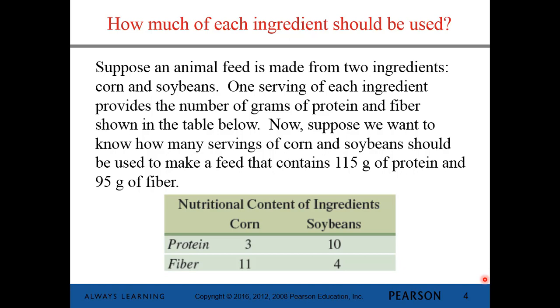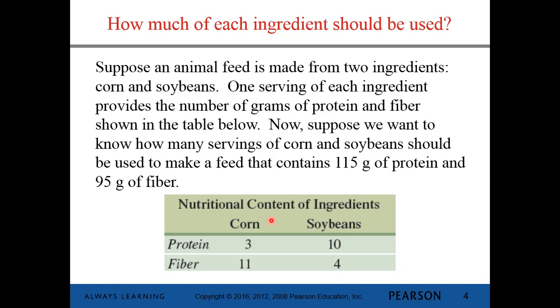The first thing to start out with is a question. Here's a common question: how much of each ingredient should be used? Suppose you have animal feed made from two ingredients, corn and soybeans. One serving of each ingredient provides the number of grams of protein and fiber shown in the table below. Now suppose we want to know how many servings of corn and soybeans should be used to make a feed that contains 115 grams of protein and 95 grams of fiber.